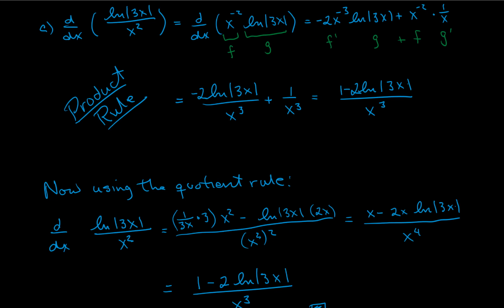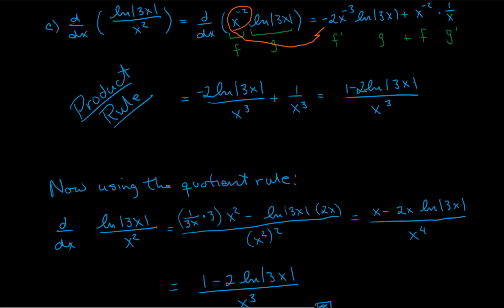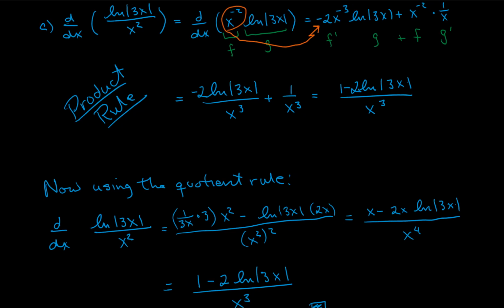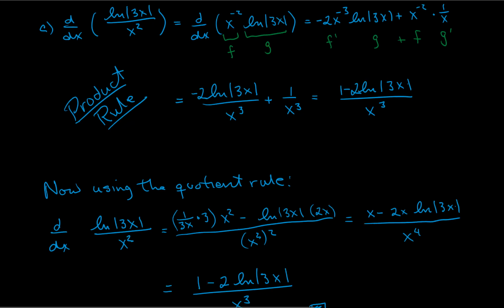And if you'll recall, the derivative of the natural log of things like the absolute value of 5x or the absolute value of 3x, whatever it is, always works out to be 1 over x. Okay, so using the product rule, first thing I'm going to do is take the derivative of this. That means bring the negative 2 out front, subtract 1 from the exponent. There's a negative 2 x to the negative 3, and I'm going to multiply it by g. Well, that's the natural log of the absolute value of 3x.